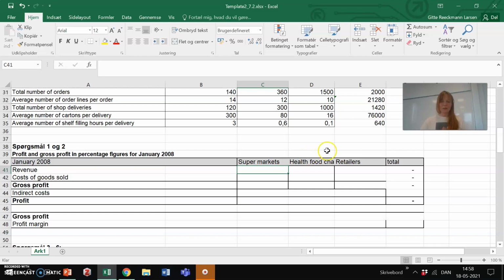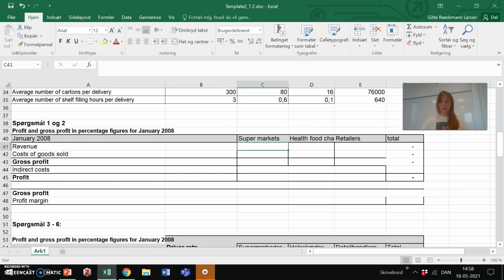All right, so welcome back to the calculation of the activity-based costing and trying to find a more fair way to find out where we make the profit of the company. So the first step here, we will try and calculate the gross profit percentage in the traditional way that most companies would do their calculations.